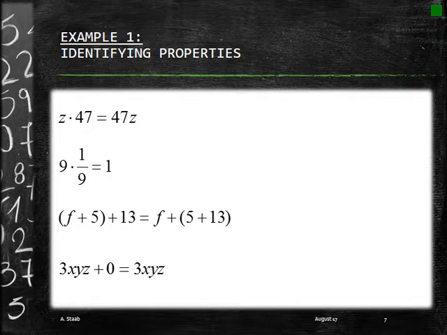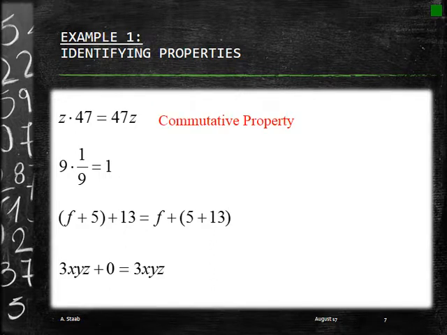Right, which property is illustrated? So example 1, we're going to identify the property that we see. So A, z times 47 is the same thing as saying 47 times z. So I change the lanes, so I'm commuting. So it's the commutative property of multiplication.